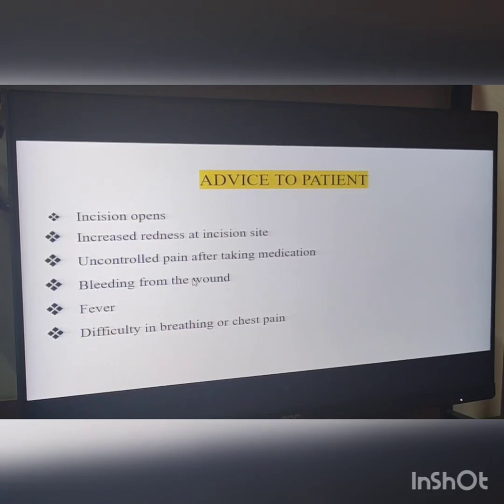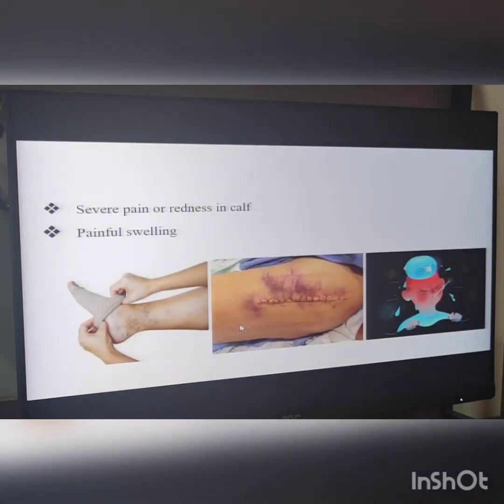So the bleeding from the wound and fever. Fever is the same as I mentioned. Increased redness means infection. If there's infection, there's a fever. A sign of infection is a fever. And difficulty breathing or chest pain must also be considered. For severe pain or redness in the calf, we suspect something like compartment syndrome, and also infection in the muscles. Painful swelling, very painful and swelling. These both are related to compartment syndrome.